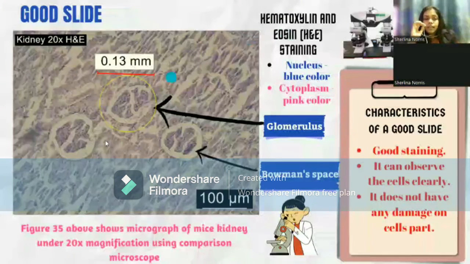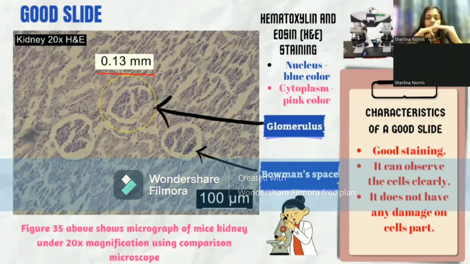For the next slide, this slide shows the good slide which we have stained with hematoxylin and eosin. The nucleus is colored blue, and the cytoplasm is colored pink. As you can see in this slide, the glomerulus has been circled, and the Bowman space can also be identified from the slide. According to a good slide, there are 2 characteristics: a good staining, so the cells can be observed clearly, and no damaged cells or any microtomic artifacts. So these are the characteristics of the good slide.